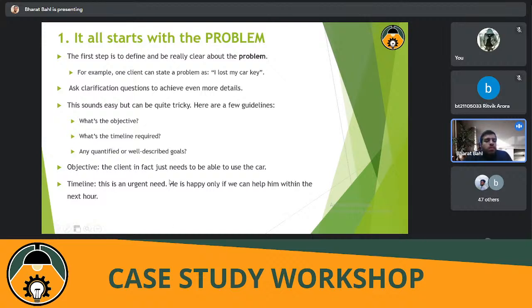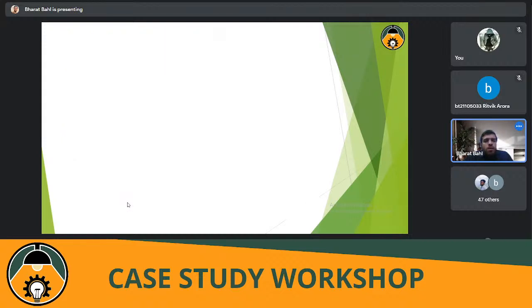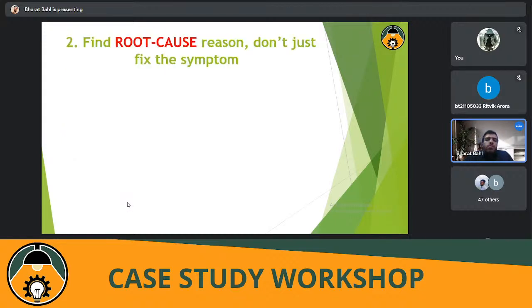If you can help him in the next hour, he is happy with it. Otherwise, the thing is of no use to him. He is very, very busy. And the specificity is that you help the client put his car into normal operation, like before he lost the key. So this is the specific thing which we want: that the car is running as it was before. If you can show him that it runs, even without the key, then also it works. So let's look at it a bit further.